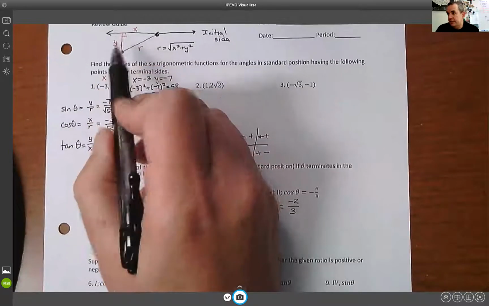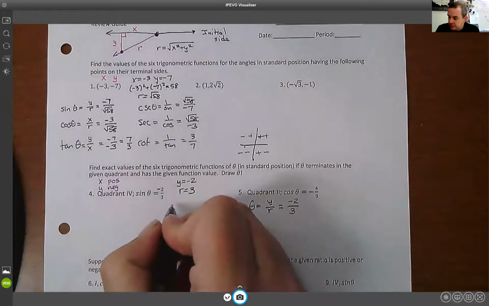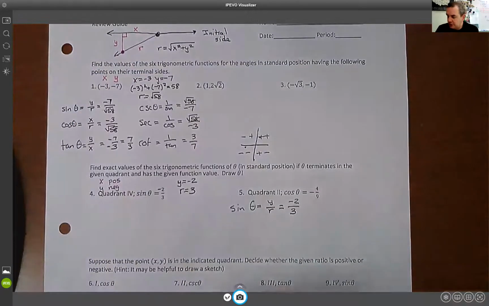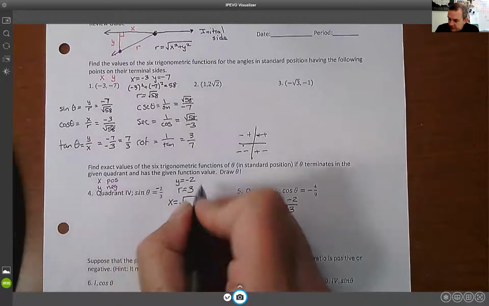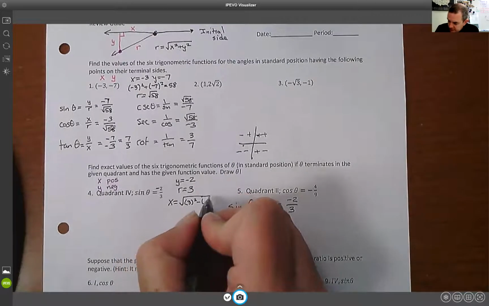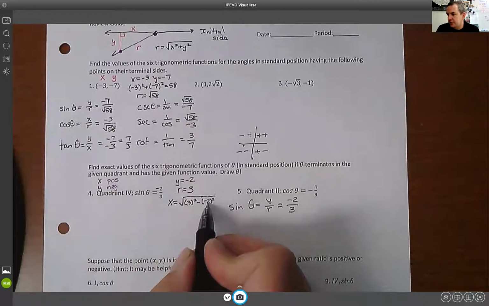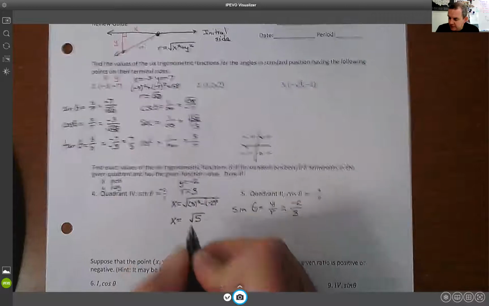So what I'm doing is I found out these 2 pieces. So I'm going to use that same logic to figure out my X. My X is going to be my hypotenuse squared minus my y squared. So my x is going to be the square root of 3 squared minus negative 2 squared. 3 squared is 9. Negative 2 squared is 4. 9 minus 4 is 5. Not a perfect square, so x is going to equal the square root of 5.